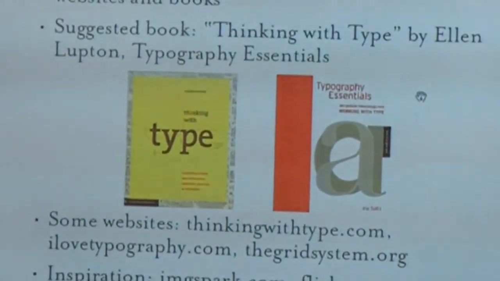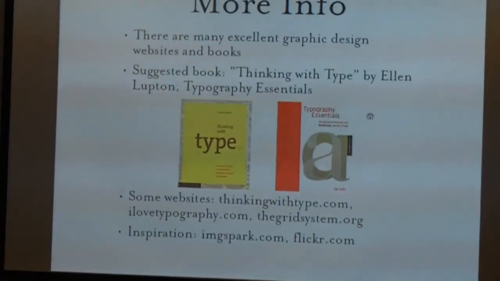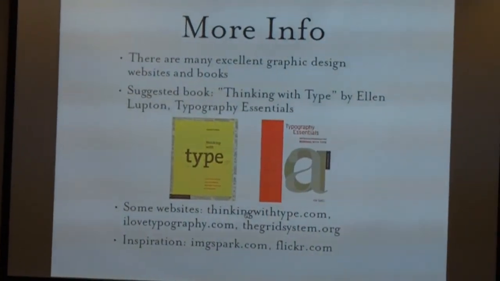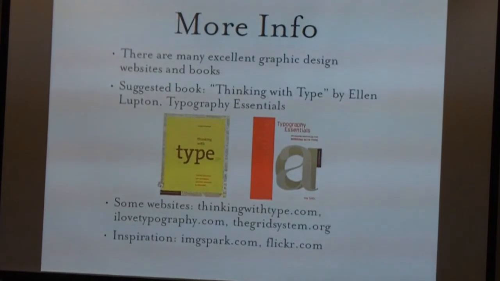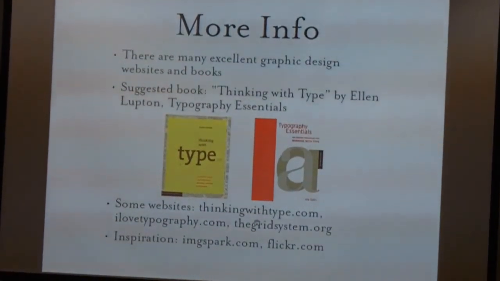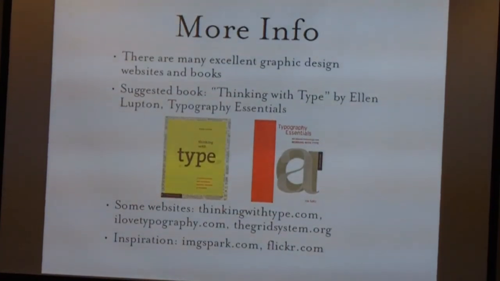This Typography Essentials is a really good book as well, but it just has about 125 graphic design principles you can apply to whatever you do. And there are also a ton of websites. There's Thinking with Type, which is the book that goes with the website. Because I like typography.com, the grid system, which will show you more about grids and aligning elements on your page to make it more effective.